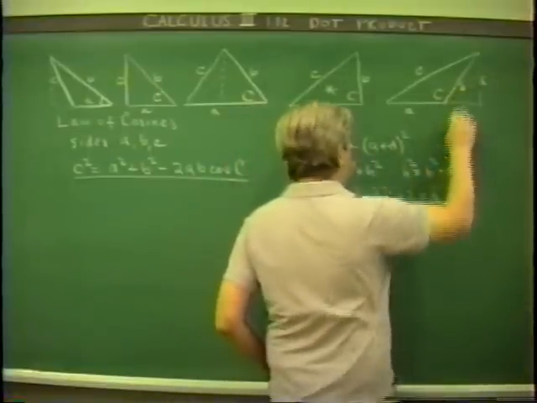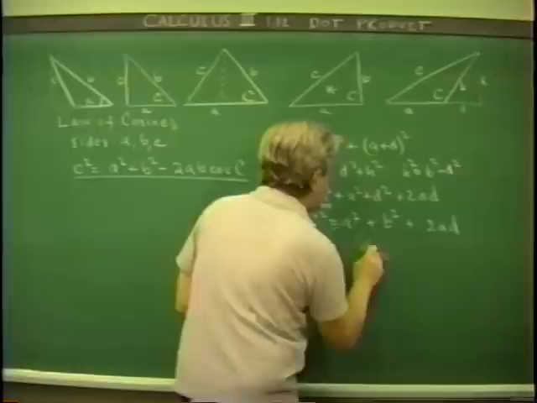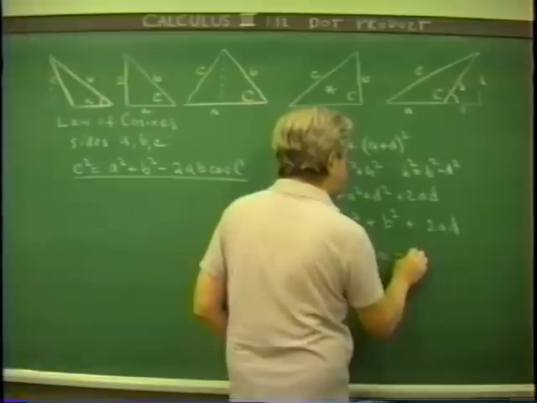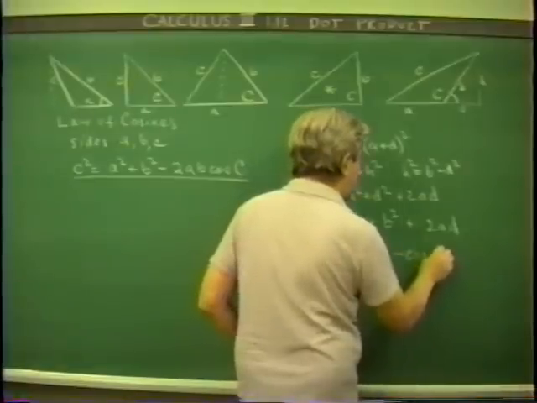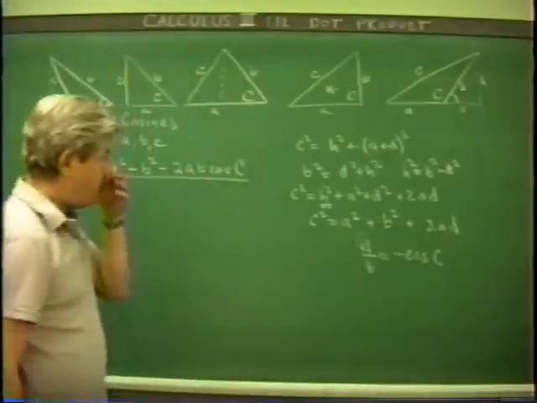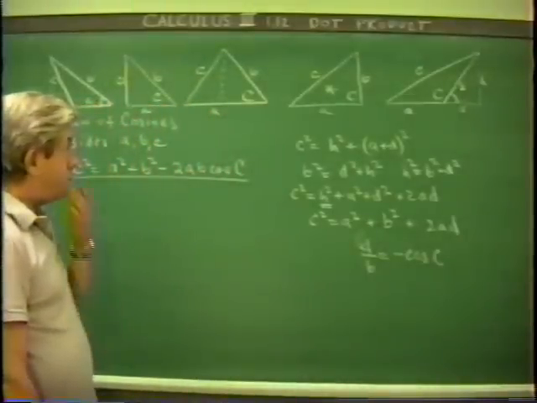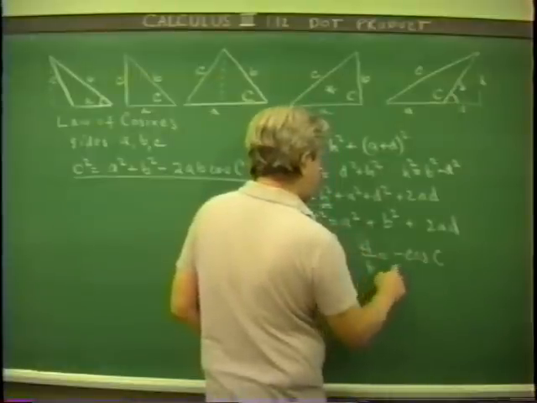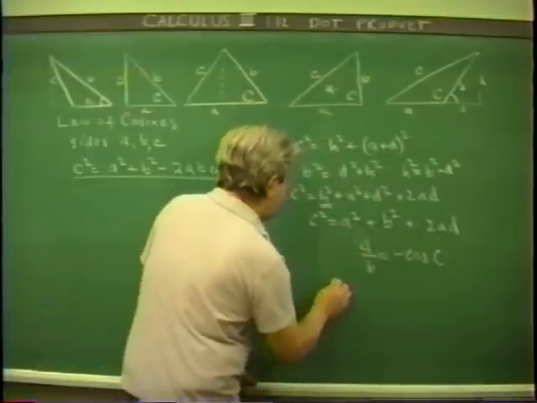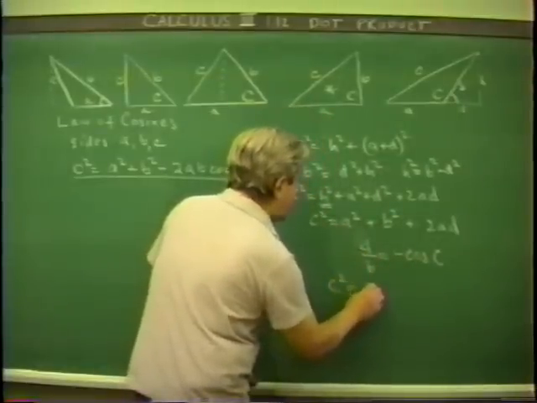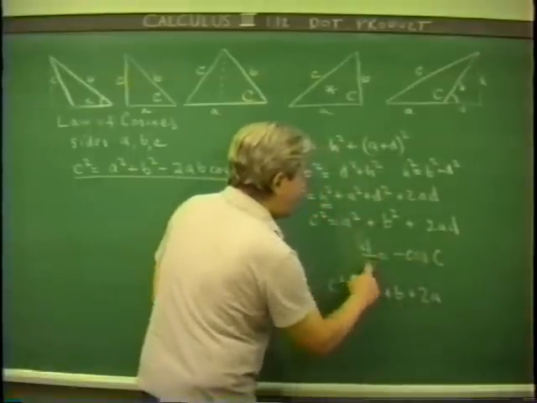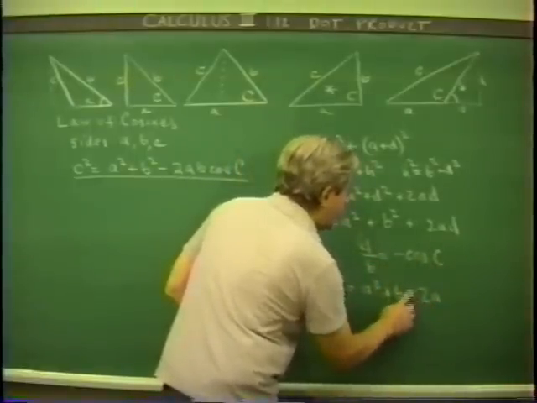So, let's take a look at the situation here. D is to B is the cosine of this angle. D is to B is the cosine of this angle right here, so this is minus the cosine of C. Cosine of C is going to be negative. So we get that D is equal to minus B cosine C, and this completes the picture.